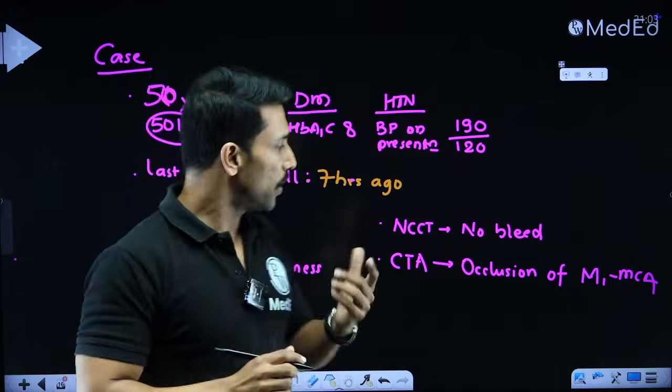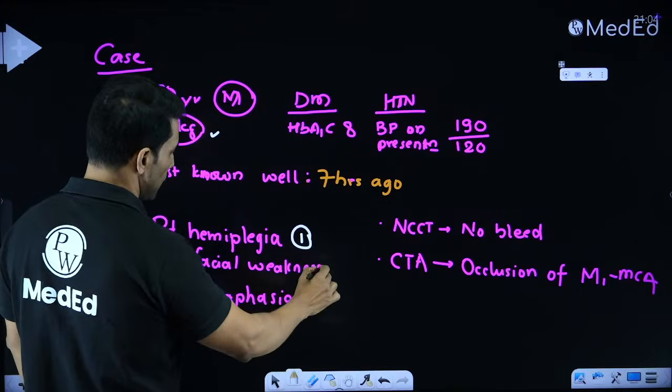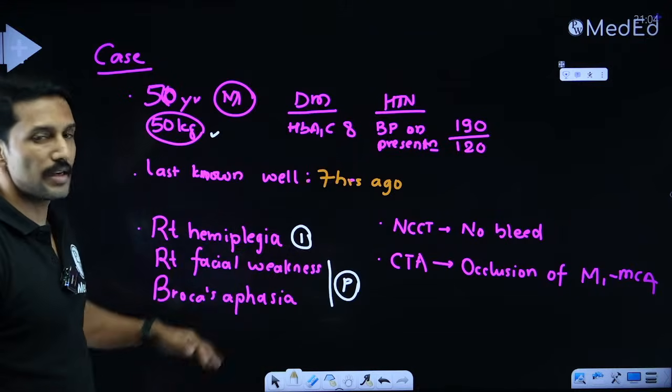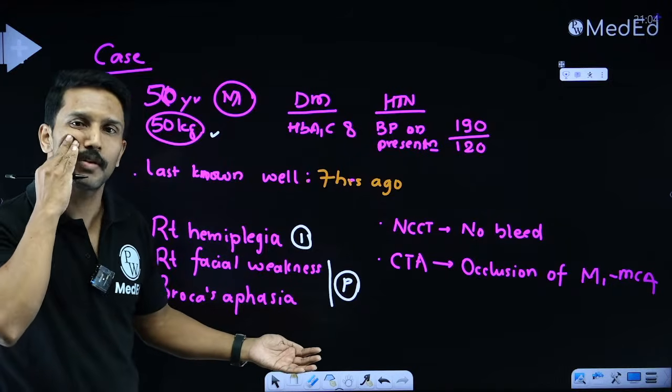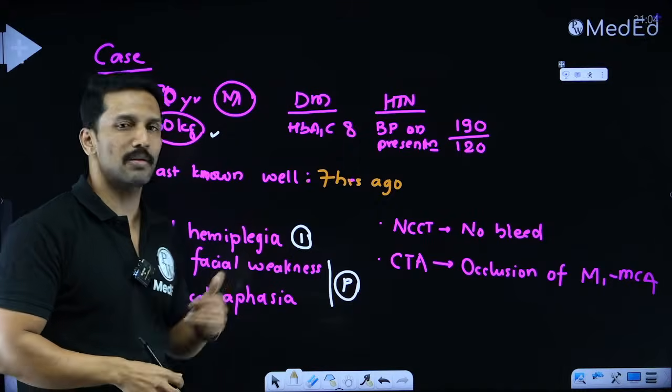So maybe let us say here, the hemiplegia is due to infarct, but the facial weakness and Broca's aphasia is due to penumbra. So after the IVT and EVT is done, this will recover. The facial weakness will get better. The drooped face will become normalized. Broca's aphasia will get sorted. Only thing that will remain is right hemiplegia.